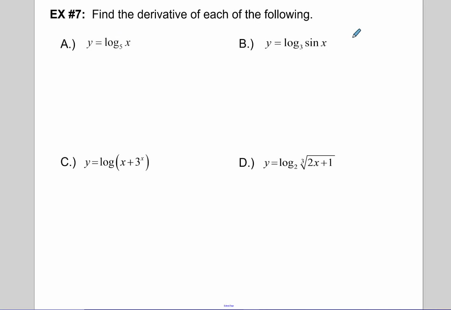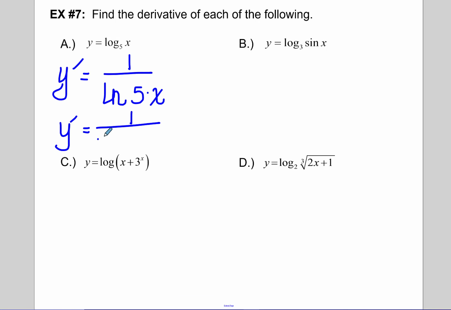All right, let's see. Example 7. So these are logs. Now the log rule was log base 5 of x is 1 over the natural log of the base times the x. So y prime is 1 over natural log of the base times x. Or if you wanted to, you could put the x in front of the constant.